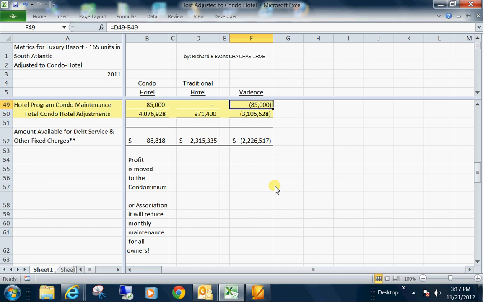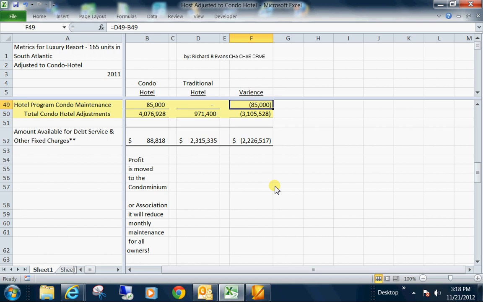Once all that has occurred, we arrive at what's called the amount available for debt service and other fixed charges. I've left some money in the bottom line here just so that I can make a point to you. This $88,818 could have been added to the $750,000 that was distributed to the owners in cash, but I left it here just to make the point that if there is a profit at the end of the year, that profit of $88,818 is going to be a check cut by the condo hotel program to the association, and the association will use that $88,000 to reduce the monthly maintenance fees to everyone, all owners in the condo hotel.